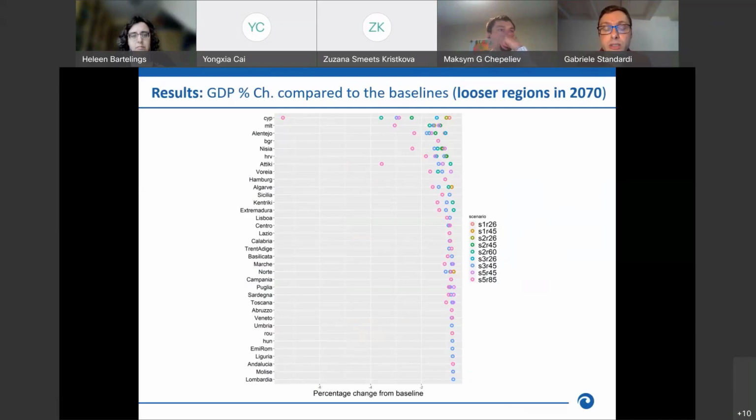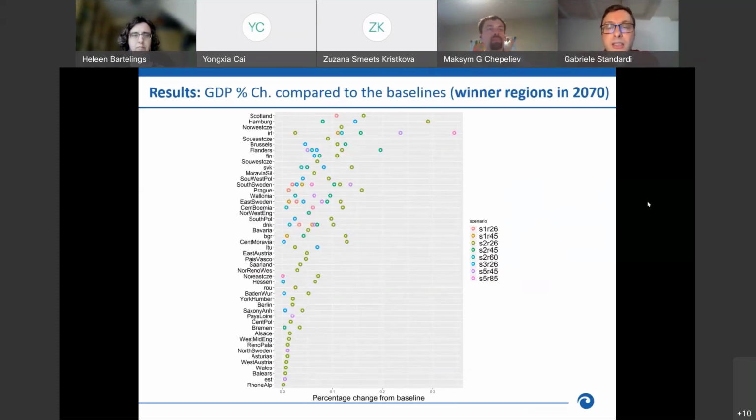And there are losses bigger than 1%. There is especially Cyprus in SSP5 RCP 8.5, which can lose up to 7.5%. And the opposite happens for the winner regions. In this case, these are the top 100 results, so the best results in terms of GDP percent changes, all scenarios considered. We can see that the GDP gains here are slight, but there are some regions located in the north part of Europe which can gain something, especially in SSP2 RCP 2.6.